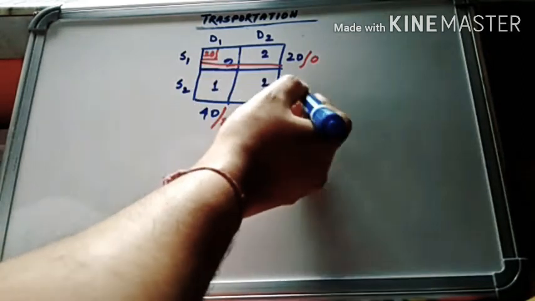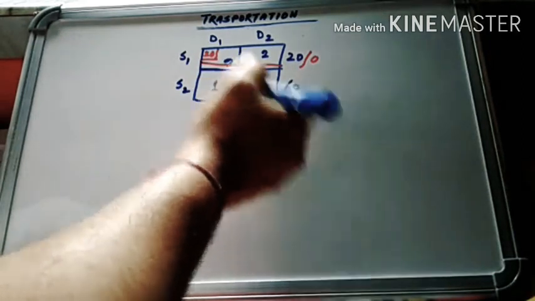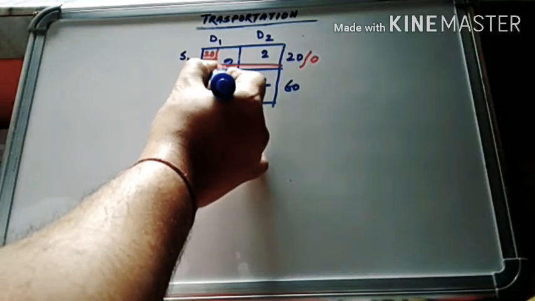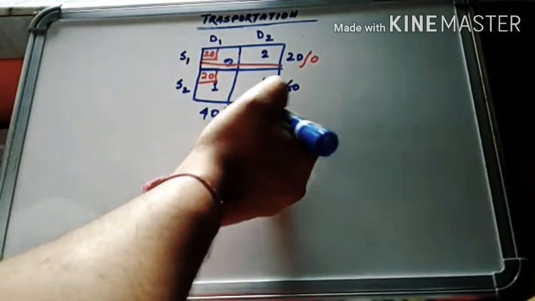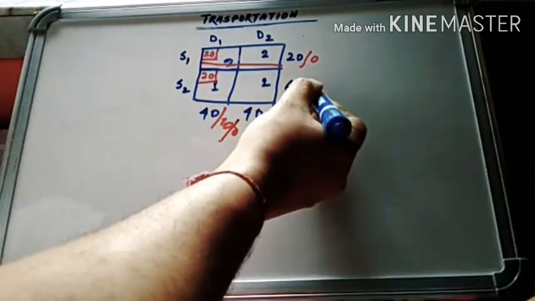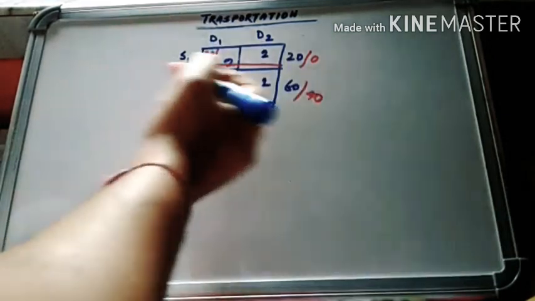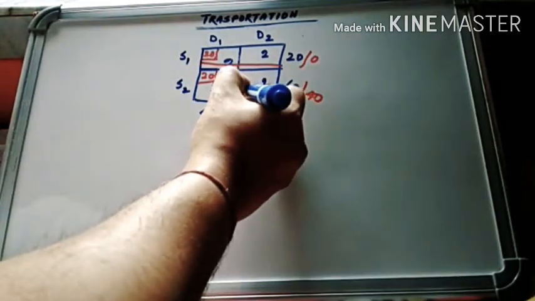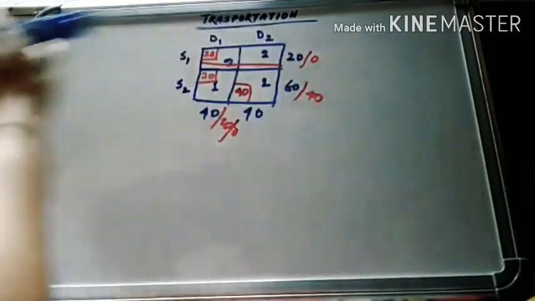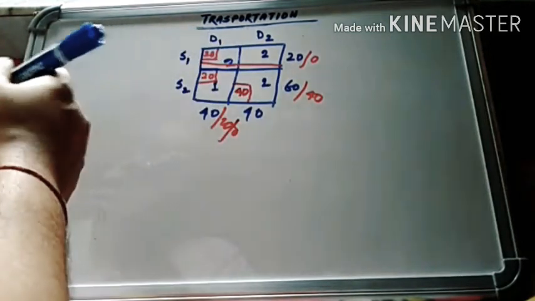You have to select the minimum of these two values, this 60, this 20. So you select 20 over here. It becomes 0. Now there remains 40 only. So this is 40, this is 40. This means you select 40 over here. Now you have to calculate the total cost.